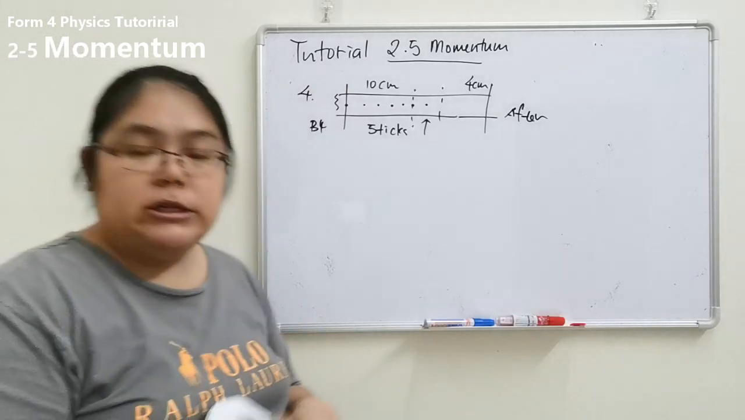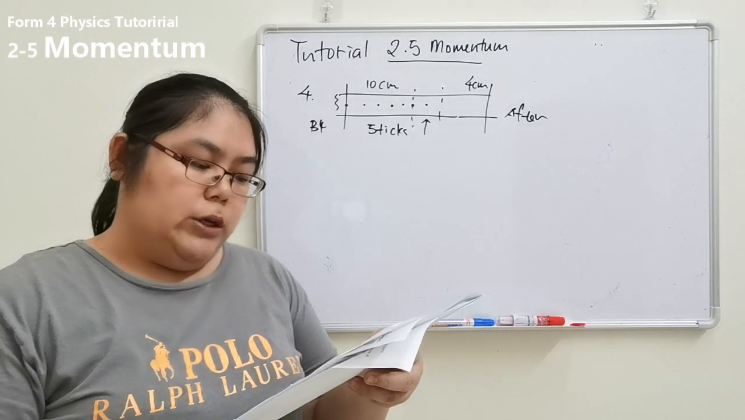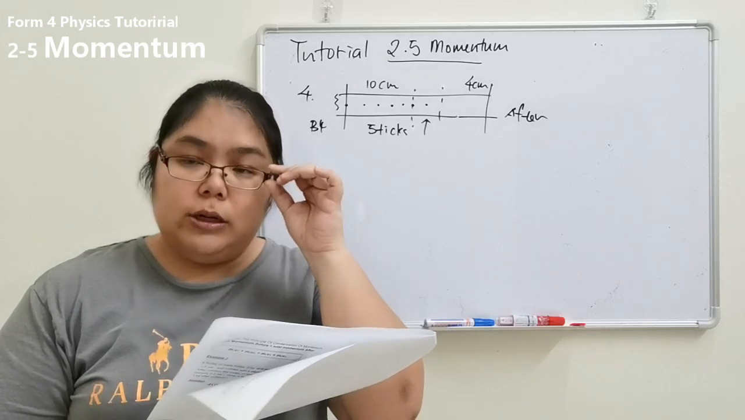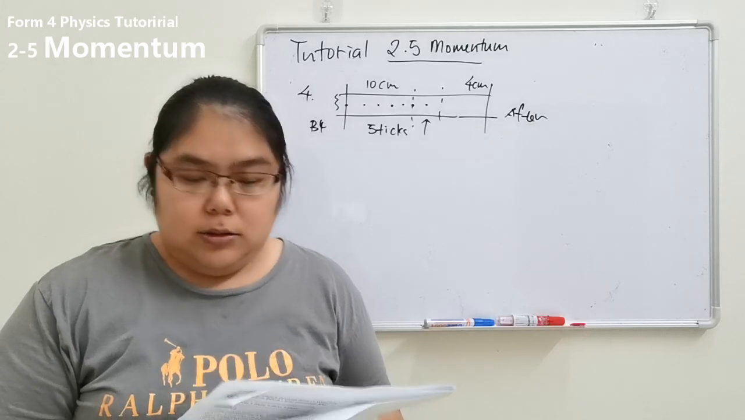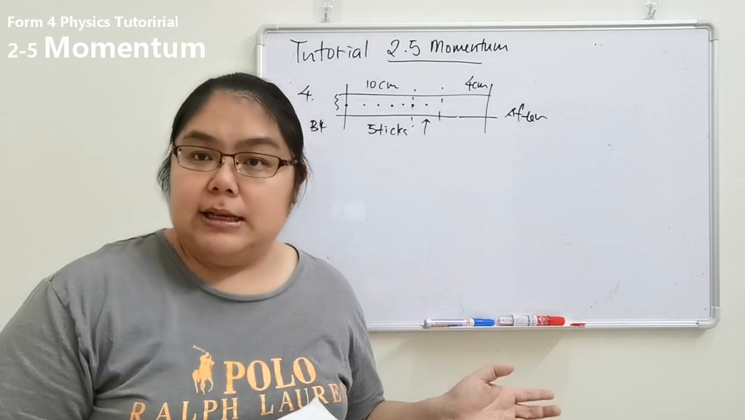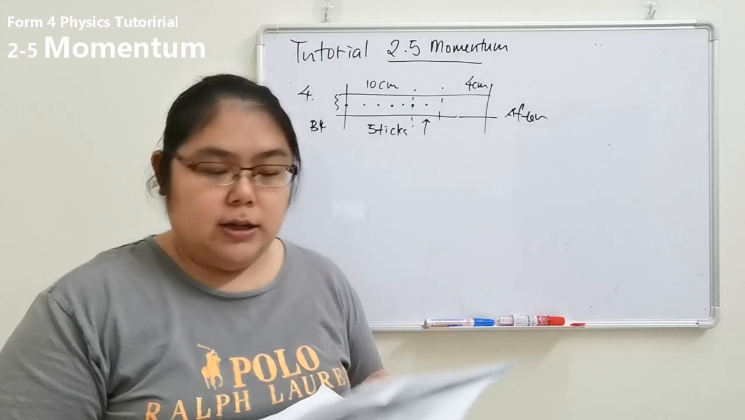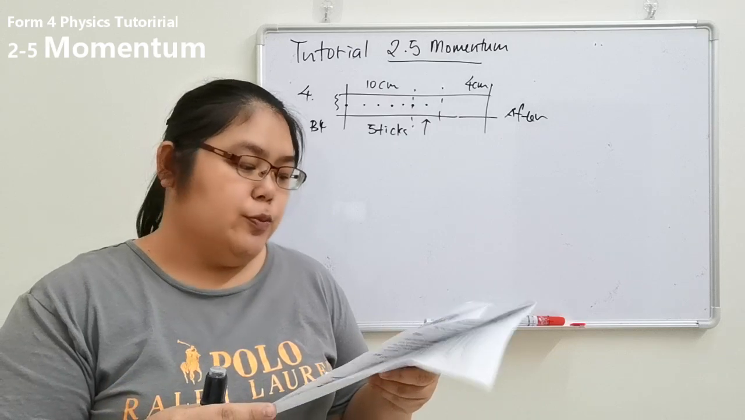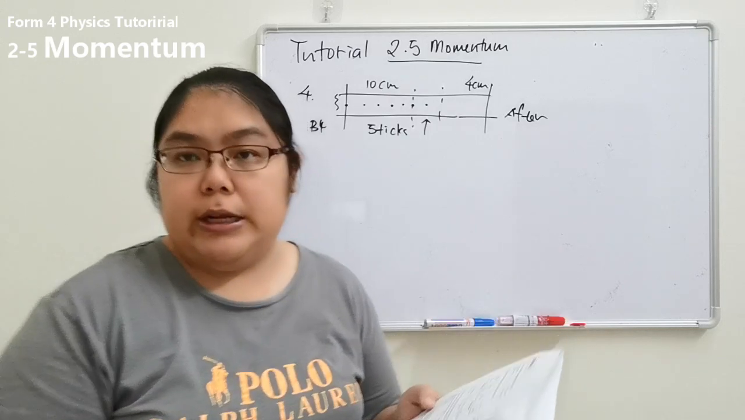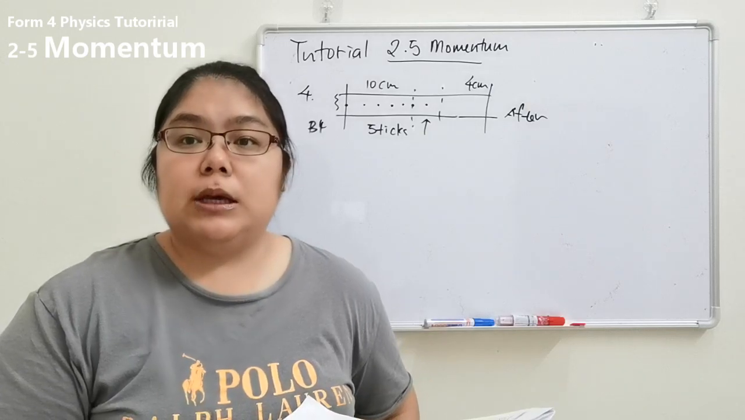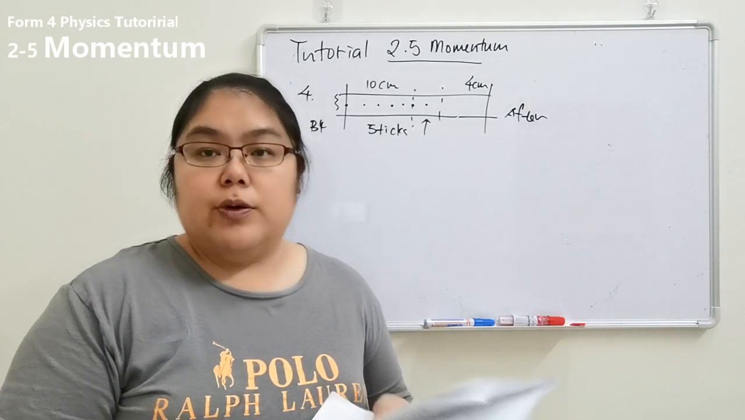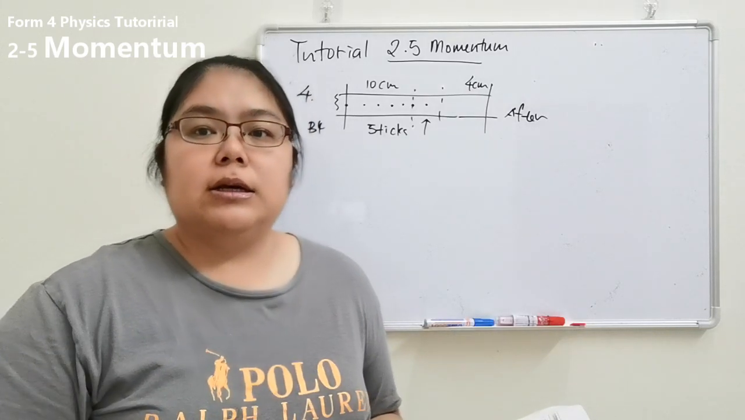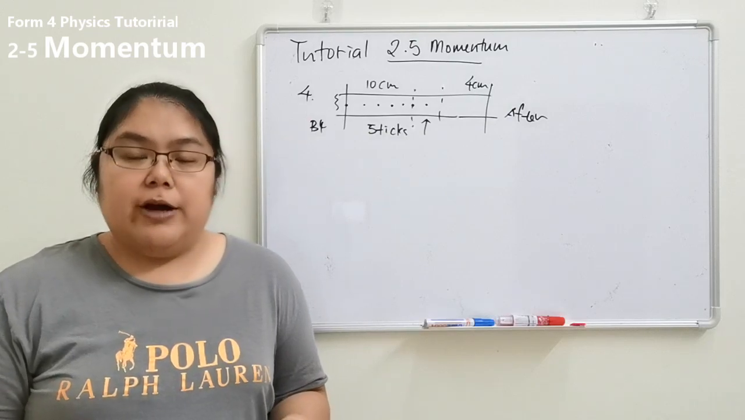Now you're going to see the information from the question. The diagram below shows the ticker tag produced in a non-elastic collision. Non-elastic means what? Inelastic. That means they will stick together. So from here, between trolley P, which is moving, and trolley Q, which is stationary. It means at the start trolley P is moving, then trolley Q is stationary. Then after the hit, both will stick together and move with the common velocity.